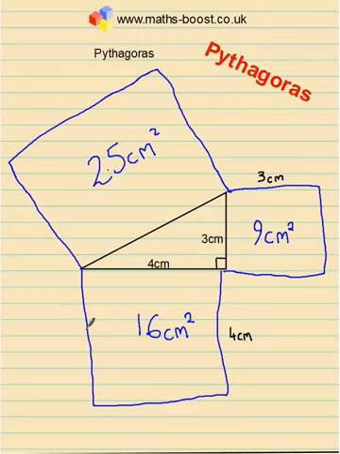And here's the clever bit. If the area of this square is 25 centimetres squared, what is the length of the sides? What number multiplied by itself gives 25? And if you're not sure, use your calculator. And you should find that the length of the sides must be 5 centimetres. So there we have it, the answer.